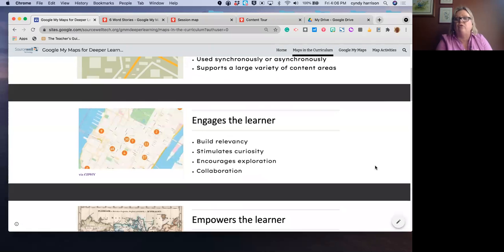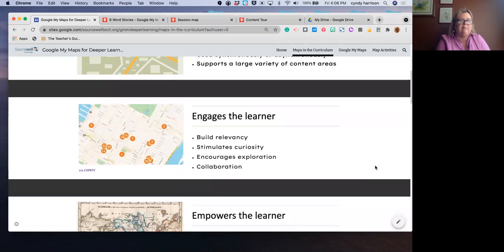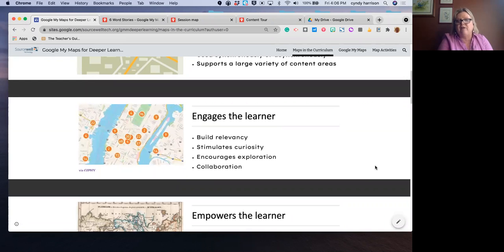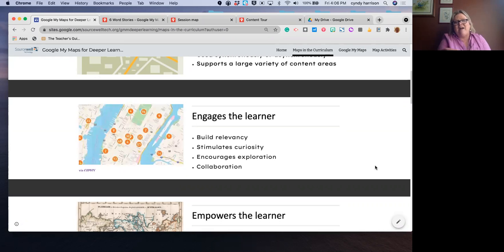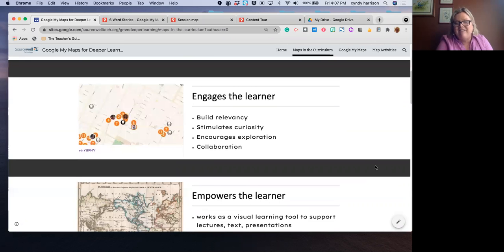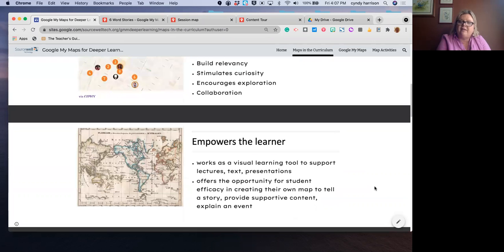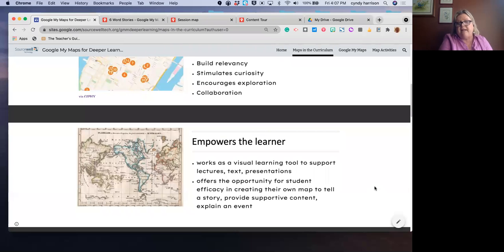You can have students working together as a pair, as small groups, sharing their individual maps, like we're going to be doing. So we're going to be going through some of these engaging the learner activities ourselves today. It just really empowers the learner as well. Again, it brings back that visual learning tool to support what else they're listening to or being a part of.